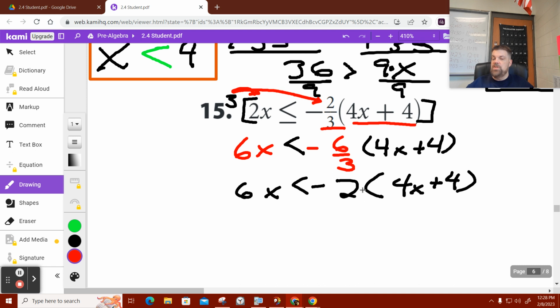What do we normally do when there's a number in front of the parentheses? Yeah. There you go. Now you're cooking with gas. All right, you. What's negative 2 times 4x?